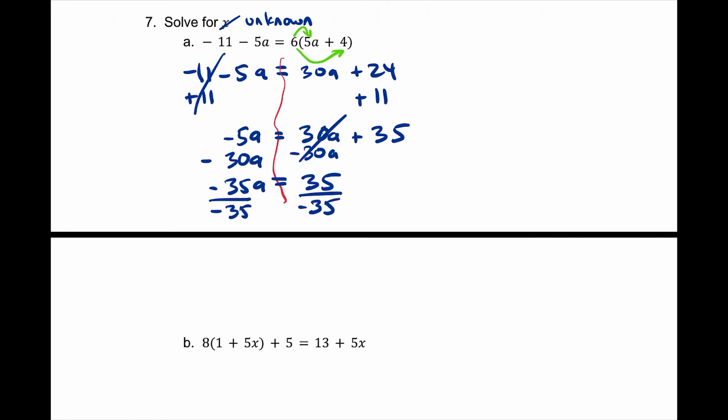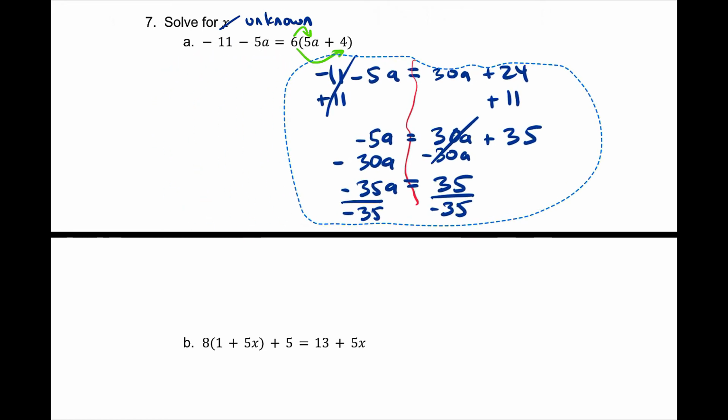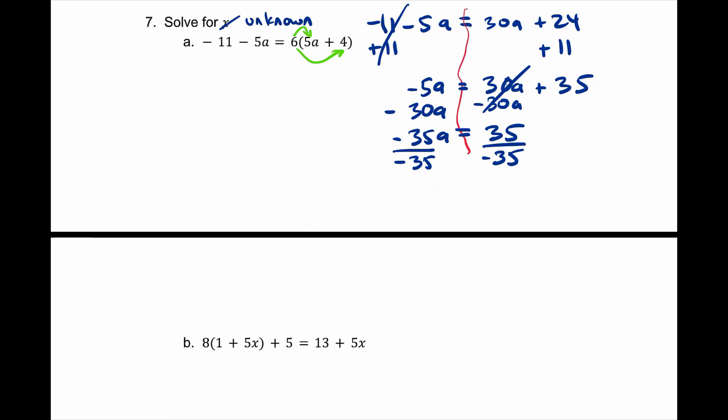Okay, I'm just going to move this over a little bit, so we have some more space. Okay, and when I divide on the left side, negative 35 divided by negative 35 is just my a value of 1a. I just don't write that. And 35 on the right side divided by negative 35 is negative 1. So the answer is a equals negative 1.